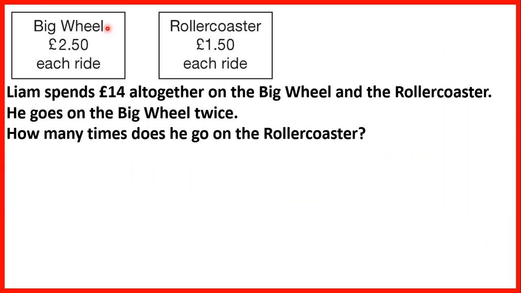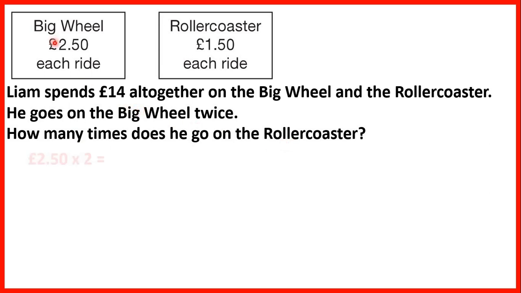We have Big Wheel, £2.50 each ride, and Roller Coaster, £1.50 each ride. Liam spends £14 altogether on the Big Wheel and the roller coaster. He goes on the Big Wheel twice. How many times does he go on the roller coaster?